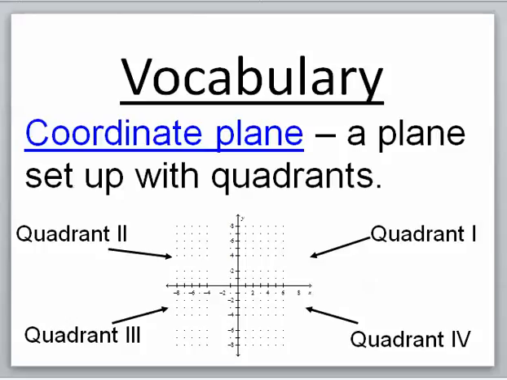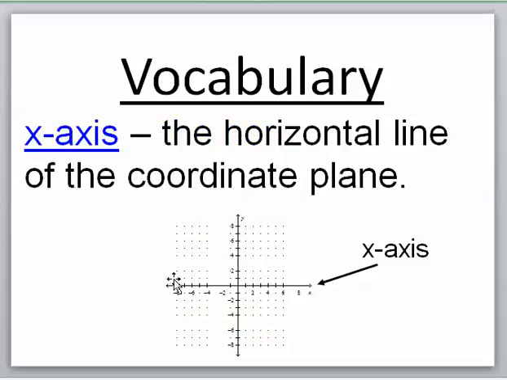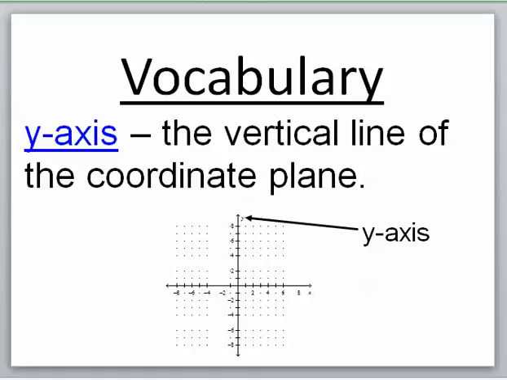One of the vocab words that you need to realize is coordinate plane. It's a plane set up with quadrants. You need to know the different names of the quadrants. If you go counterclockwise, you could come up with the names quadrant 1, 2, 3, and 4. The other parts of the coordinate plane are the x-axis, which is the line that runs left to right, and the y-axis, the one that runs up and down.